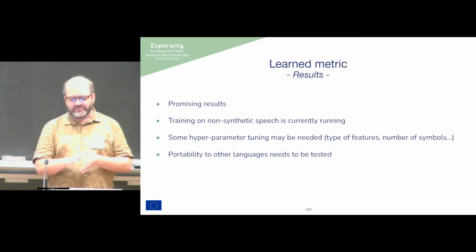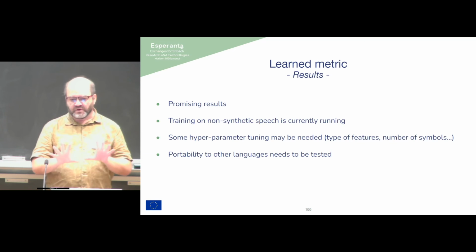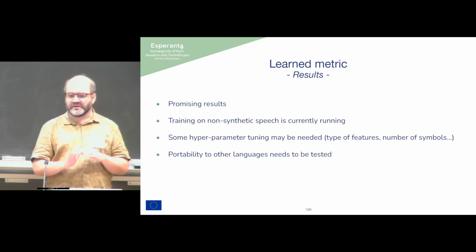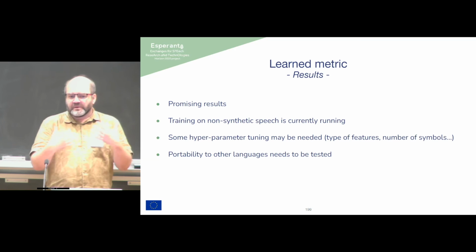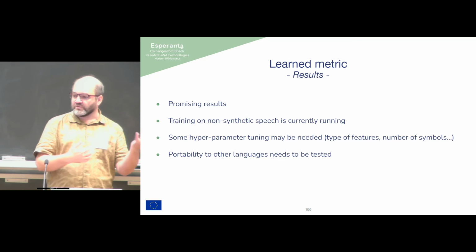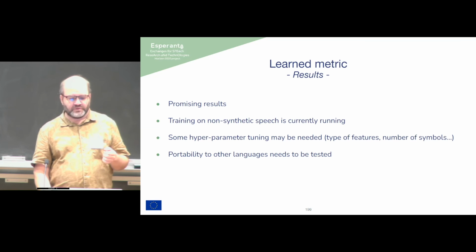And well, we probably need some hyperparameter tuning, like the type of features, the number of symbols, things like that, because we're not entirely sure what the influence is going to be. And we haven't tested the portability to other languages at all. And that's going to be the main point. If we train on English, it's going to work. Is it going to work on French, on Japanese, on Tamashek? And that we don't know yet at all.